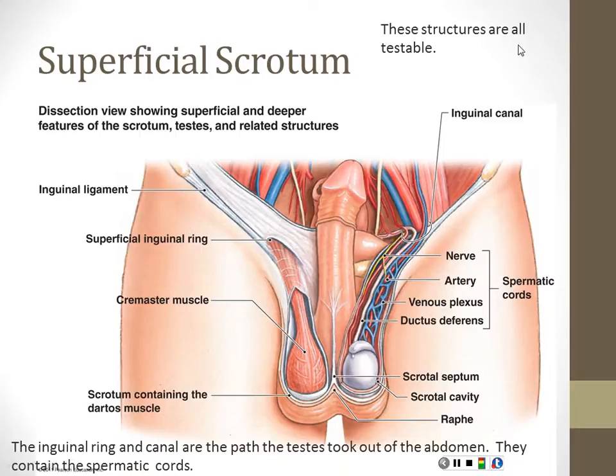Okay. So I say up here, these structures are all testable, so let me make sure I went through them all. The inguinal ligament is not part of the reproductive system, but it's an anatomic landmark. Connecting the anterior inferior iliac spine to the pubic symphysis is this tough ligament right here. It defines the fold where the leg meets the trunk. And this is not just found in males. Females have this too, the inguinal ligament. So anatomically, it's where the trunk becomes the leg.